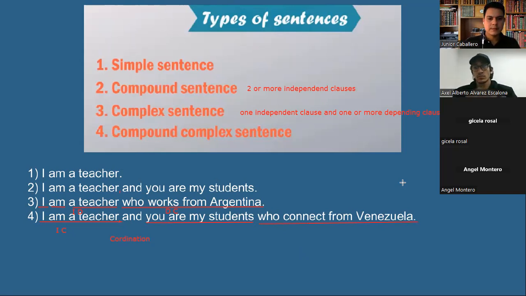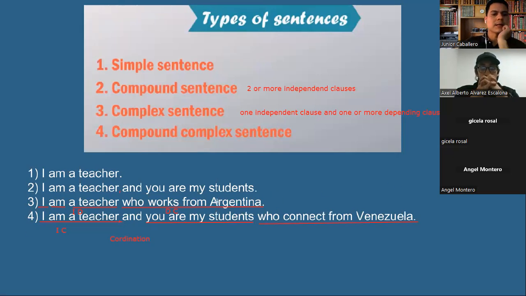Ok, ¿y cómo pudiese convertir esta oración en una complex sentence? O sea, esta es compound complex, pero ¿cómo pudiese convertirla en una complex sentence? ¿Qué quitaría? El who. I can say we connect from Venezuela, and for example write and. Change who by and. I'm a teacher and you're my students and we connect from Venezuela. ¿Así? No. Si es así, sigue siendo una compound.